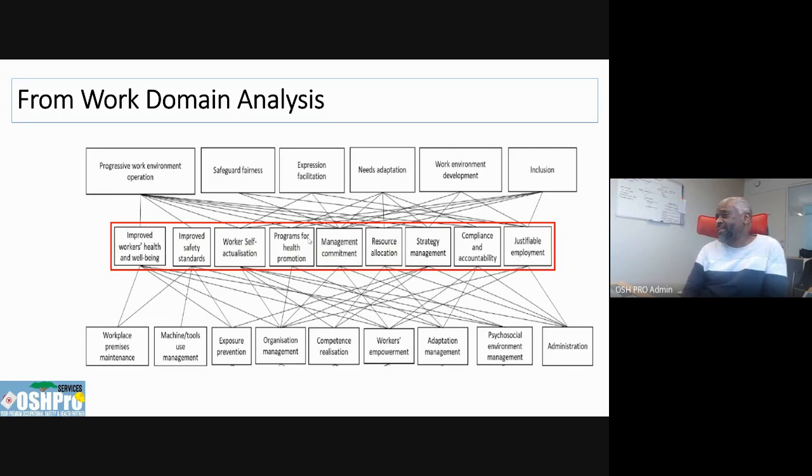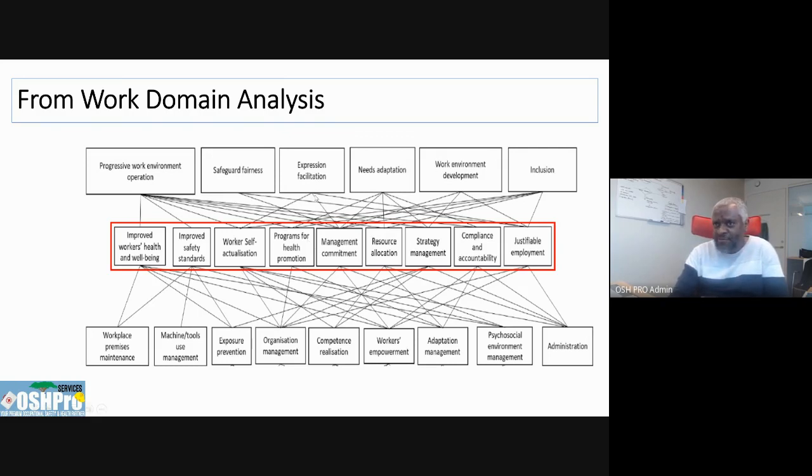That there's compliance and accountability on the management part, that they comply with the regulations and they are accountable. They can be held accountable. So everything that happens, the management is accountable for it. And justifiable employment, so that the employment and the work done goes with the way time changes and how the company changes and how the workforce changes.